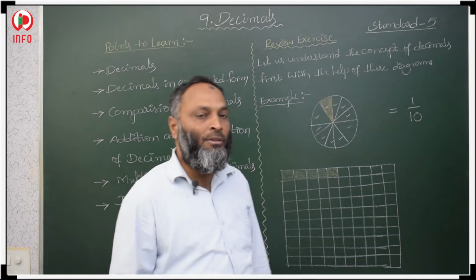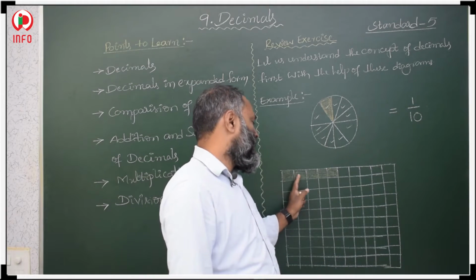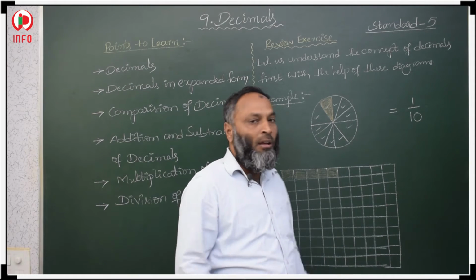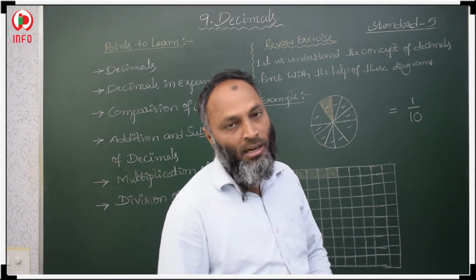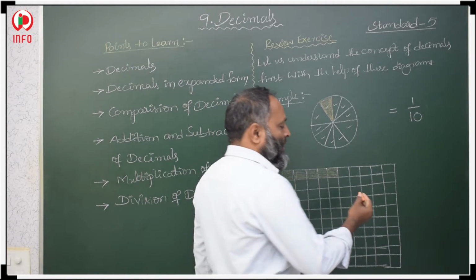In that 100 squares, how many squares did we shade here? First, second, third, fourth, fifth. 5 squares are shaded. How many squares were shaded? 5 squares were shaded. Then what is our shaded portion here?